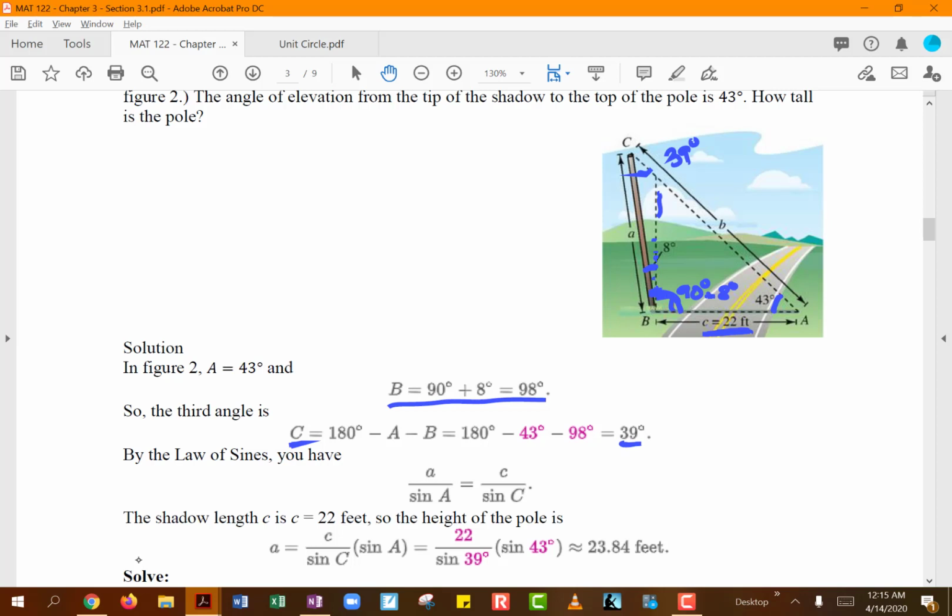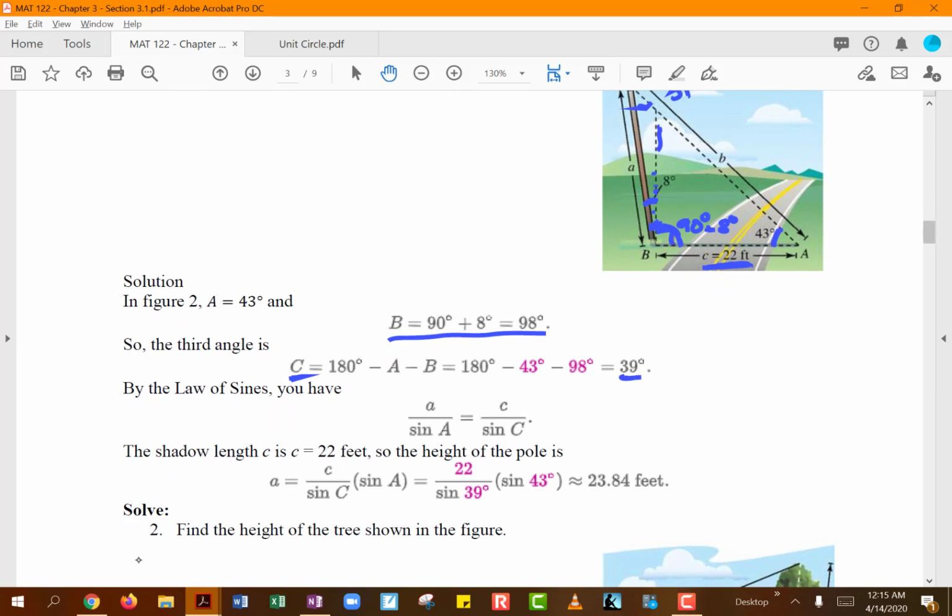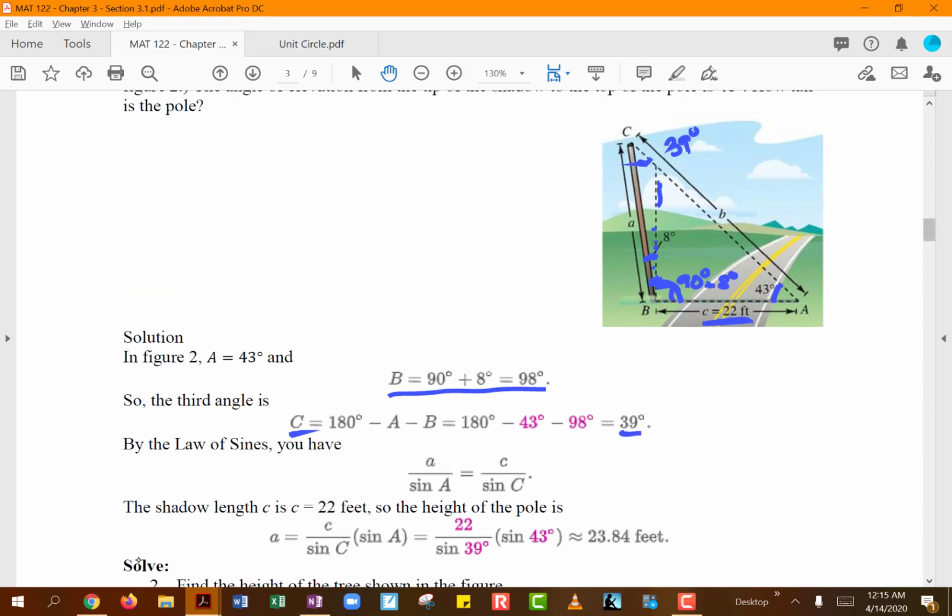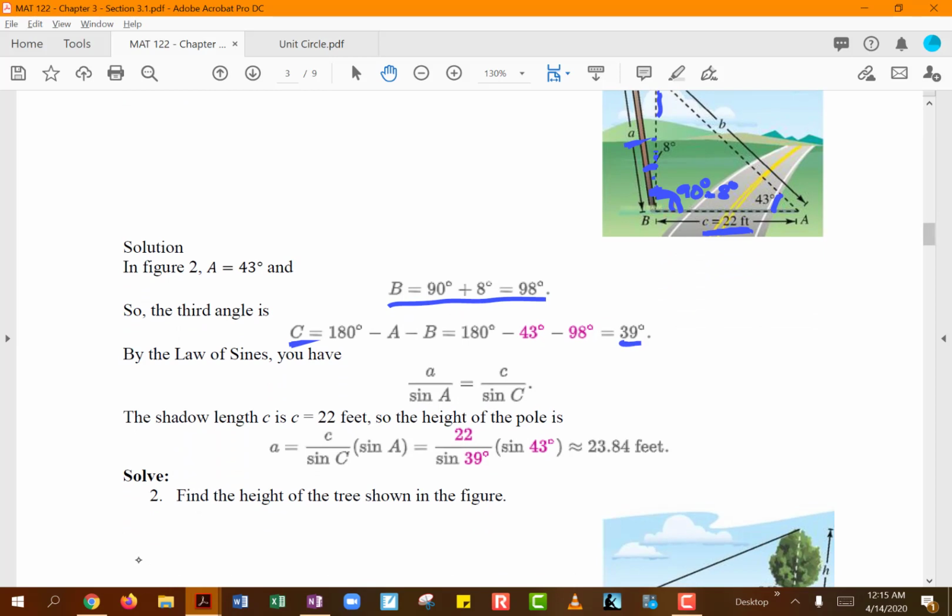We know side C, because that's the shadow, and we know it's 22 feet long. So you can basically use that information, and since we are talking about finding the height of the pole, that pole is across from angle A, so that's going to be our side A. So you're basically finding side A by using side C and angle A, right? So back to law of sines, multiply both sides by sine of A over here, right?